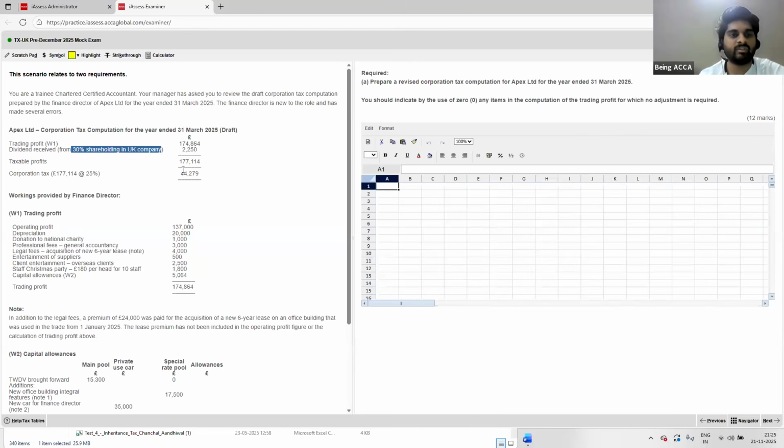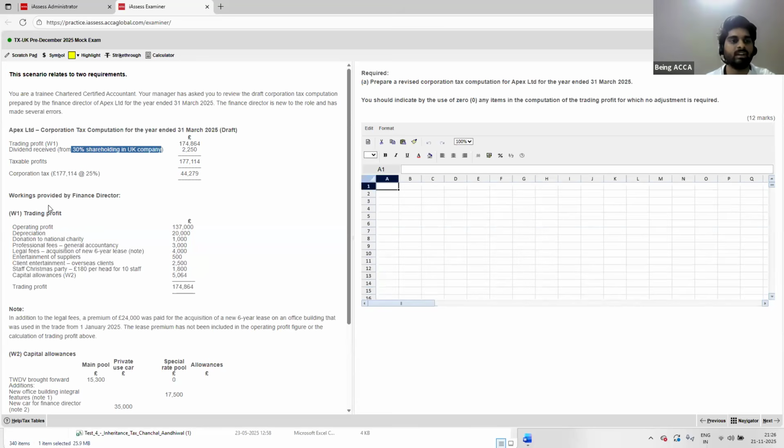And next is the taxable profits at 177,114, and the corporation tax is charged at 25%. As we can already see, we identify a mistake here: the dividends have also been included in computing the taxable profits, and the corporation tax is calculated on this value, which is not the right value, because dividends are always exempt for corporation tax purposes. They are only used if they are from non-group companies or non-associated companies like this company. They will be used in the computation of augmented profits, but that is it. They will not be used in calculating the corporation tax.